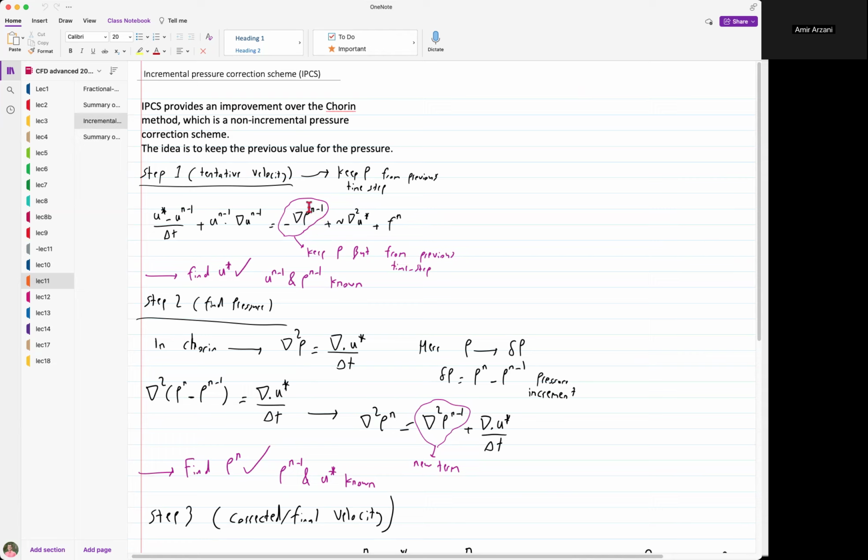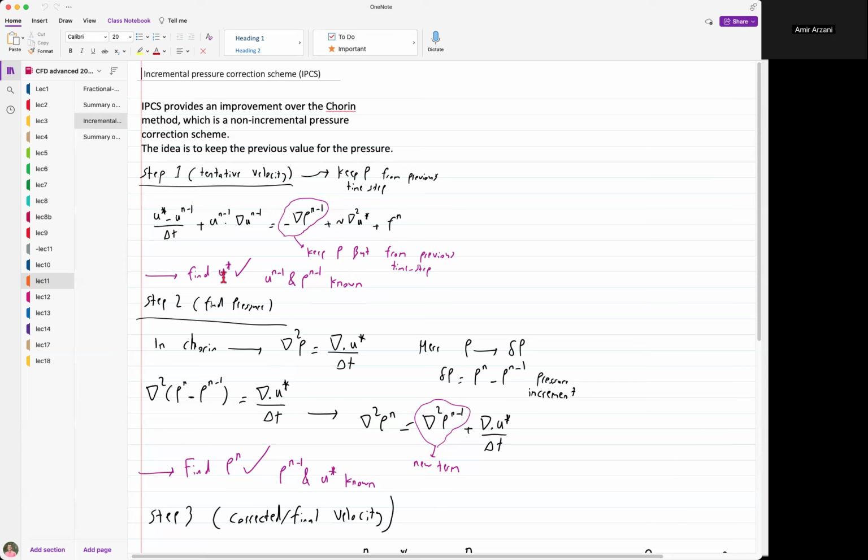So this is minus grad P from time step n-1, which I already know. So here, when you derive the weak form, it will be the same as step 1 of Chorin, but this grad P n-1, you can merge it with the source term, right? They're really just the right-hand side term that you know. So here, U n-1 is known from the previous time step. P n-1, which is our new term here, is known.